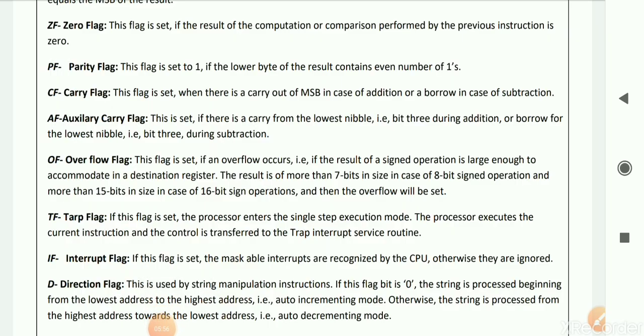The next flag available in the upper byte is the interrupt flag. If this flag is set, the maskable interrupts are recognized by the CPU, otherwise they are ignored. The maskable interrupts, that is RST 5.5, 6.5 and RST 7.5, are recognized by the CPU if the interrupt enable flag is set. Similarly, writing the EI instruction means setting the interrupt enable flip-flop. Otherwise, if this flag is 0 or reset, all the maskable interrupts are ignored.